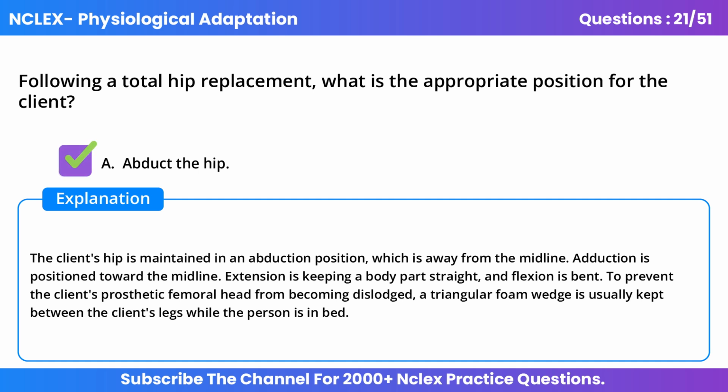Adduction is positioned toward the midline. Extension is keeping a body part straight, and flexion is bent. To prevent the client's prosthetic femoral head from becoming dislodged, a triangular foam wedge is usually kept between the client's legs while the person is in bed.